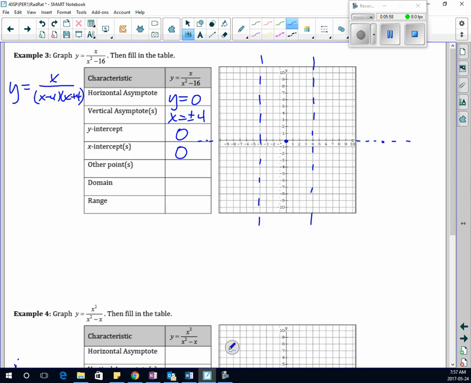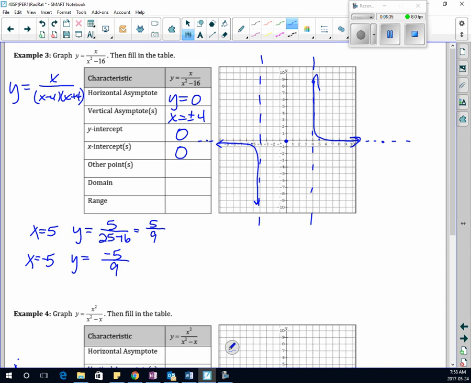Okay, so we need to have a point that's in the right section. So I'm going to get when x equals 5, just because that's on the right of 4. So that means y equals 5 divided by 25 minus 16, which is 5 divided by 9. So that means it's positive, and it's going to go like that. When x equals negative 5 on the far left, I'll get the same thing, but this time it's going to be negative 5 over 9. So like that.